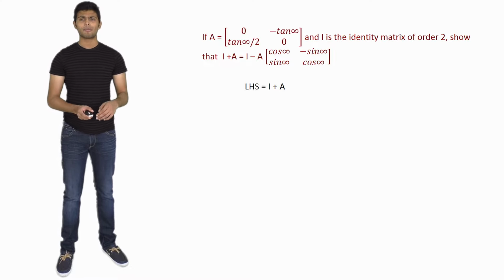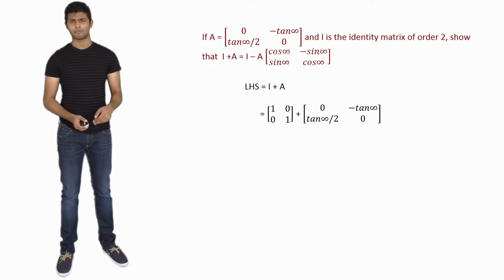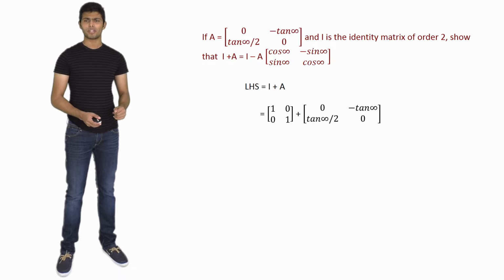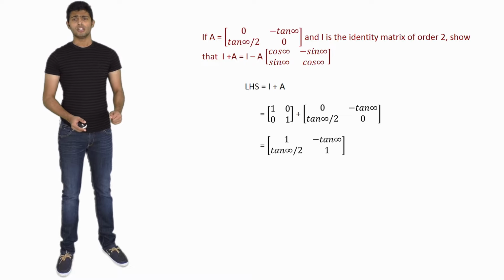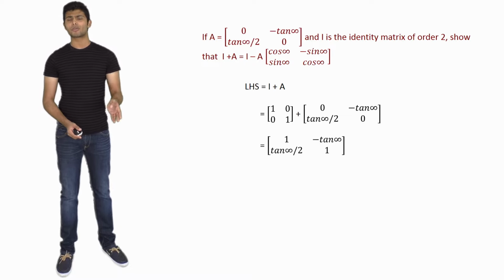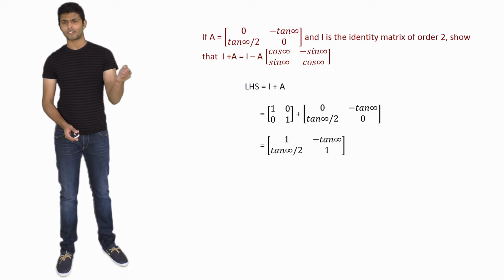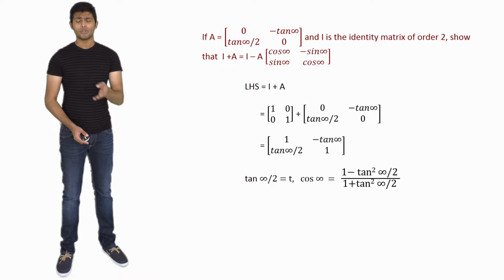So to do this problem, let's first consider the LHS. The LHS is going to be equal to I plus A. The value of I is going to be 1, 0 and 0, 1, and A is going to be 0, minus tan θ/2 and tan θ/2, 0. So we're going to add both of them. In the end, we get 1 and minus tan θ/2 on the first row, and the second row is going to have tan θ/2 and 1.